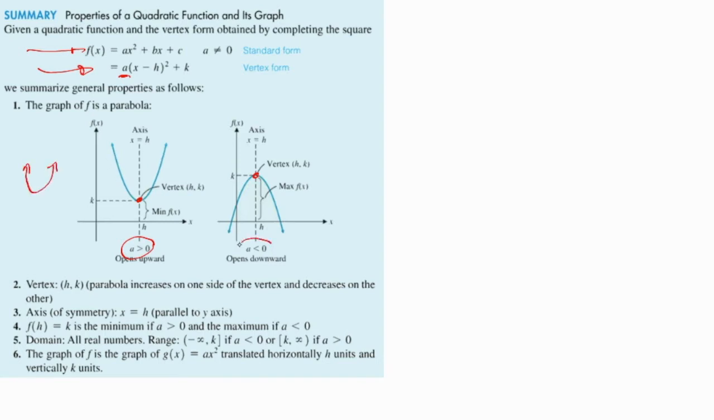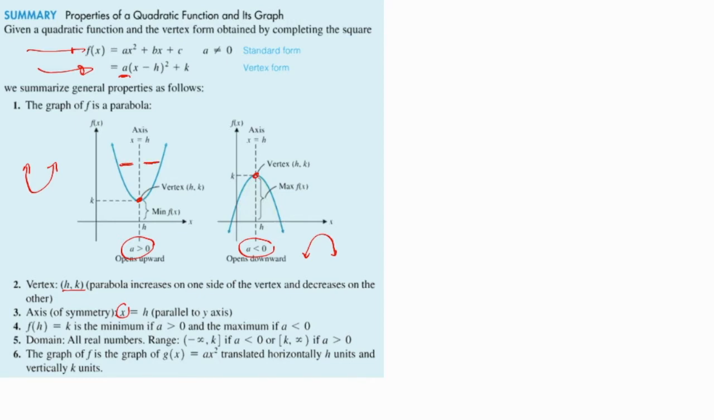But when a is less than 0, it is negative. And when we're negative, we frown. So the parabola opens downward. So we can get the location of the vertex. The x value of that vertex is the axis of symmetry. Notice that the parabola is balanced around that axis.